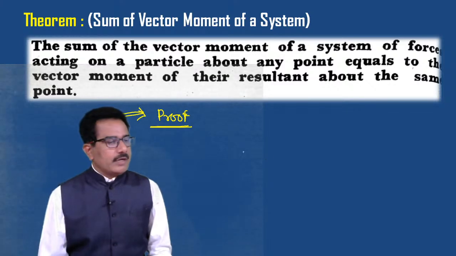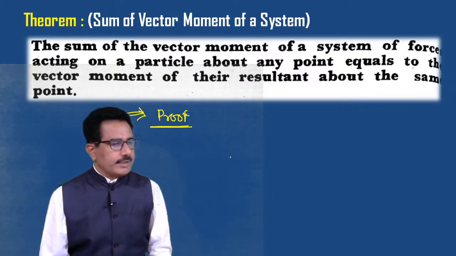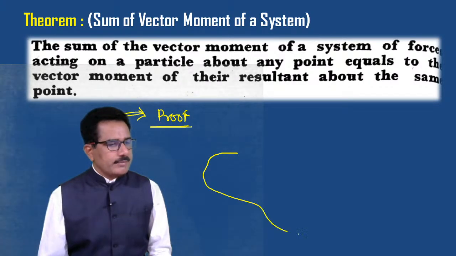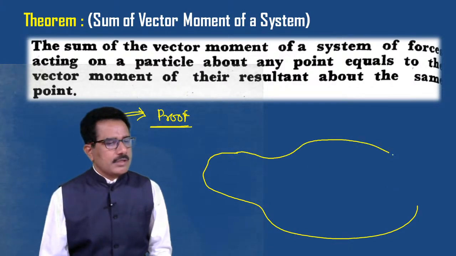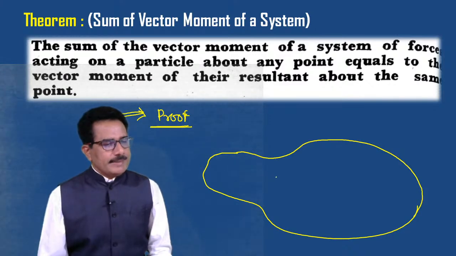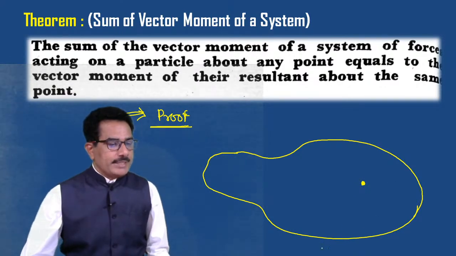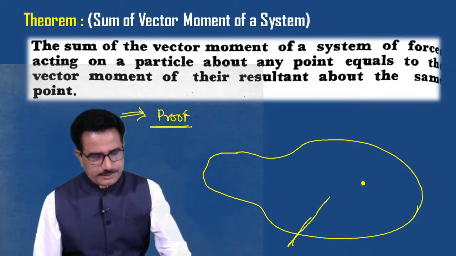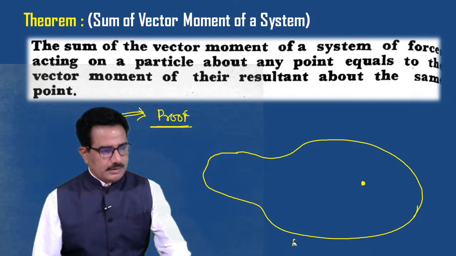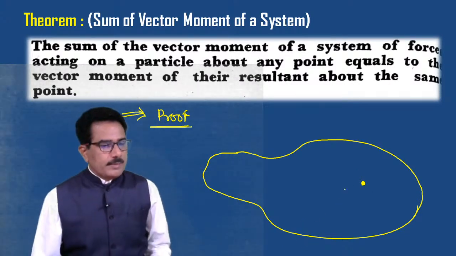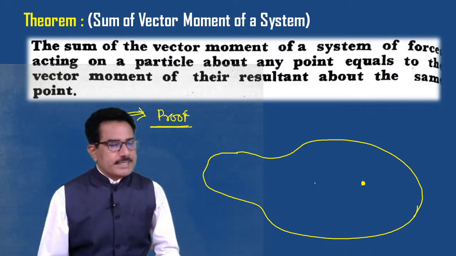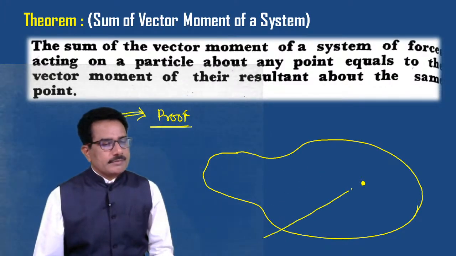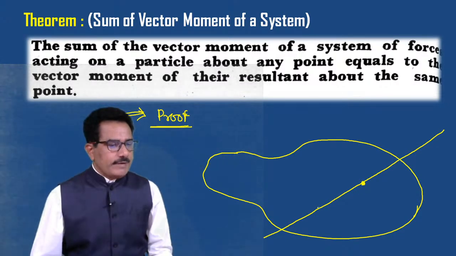ड्रॉ द डायग्राम अकॉर्डिंग टू द गिवन कंडीशन. यहाँ पे जो भी गिवन कंडीशन है उसी आधार पे एक डायग्राम निकालना. Suppose this is a rigid body. If n number of forces are acting on a rigid body at a point, suppose this is F1 bar.